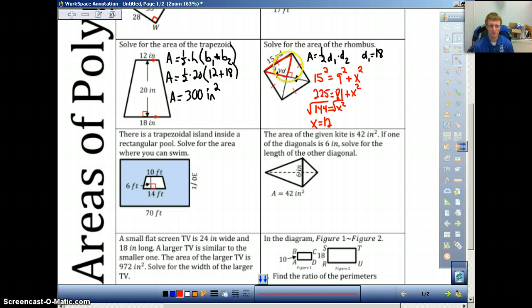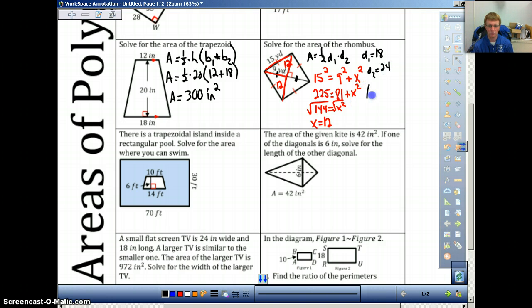So that means that this part right here is 12, which means if we want the other diagonal, we know that's also 12. So 12 plus 12 is 24. So diagonal 2 is going to be 24.